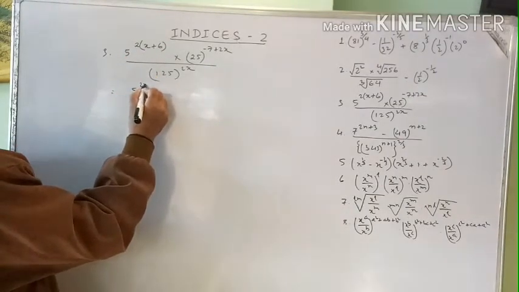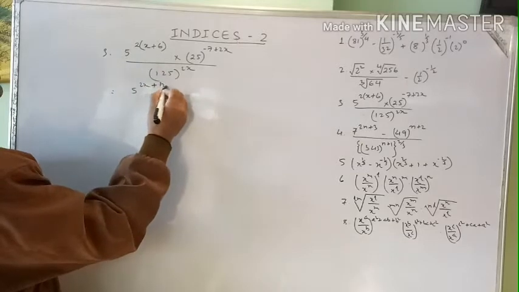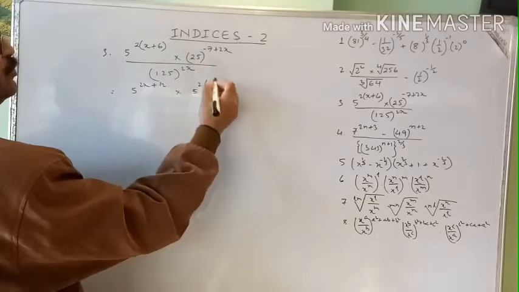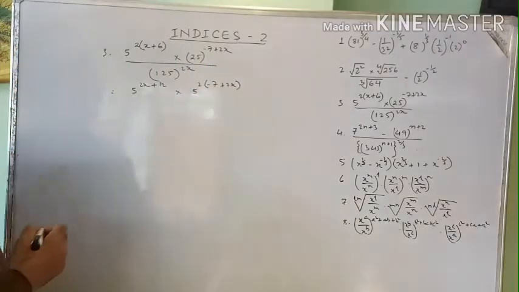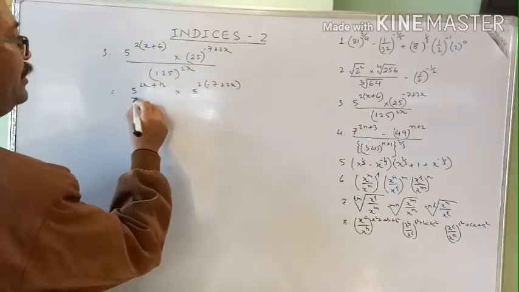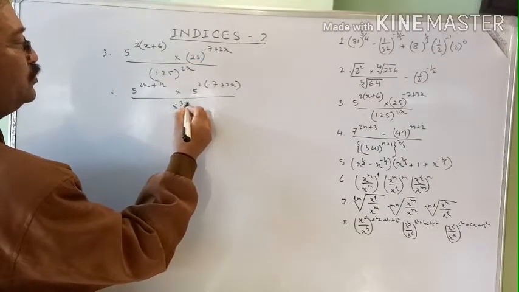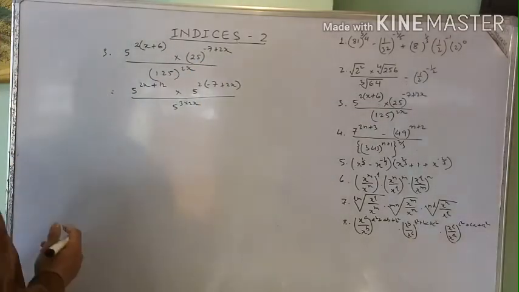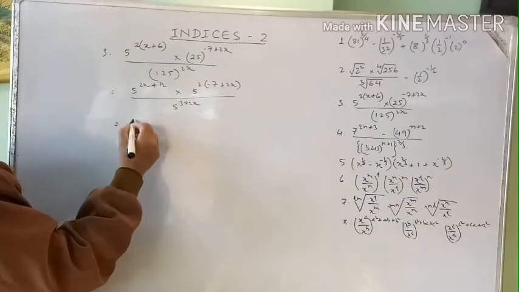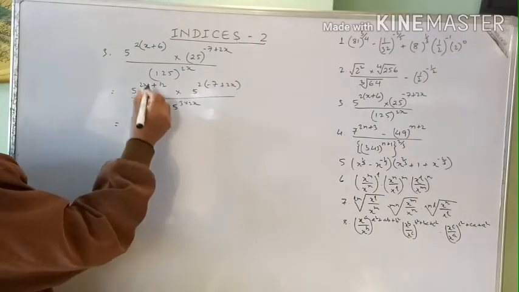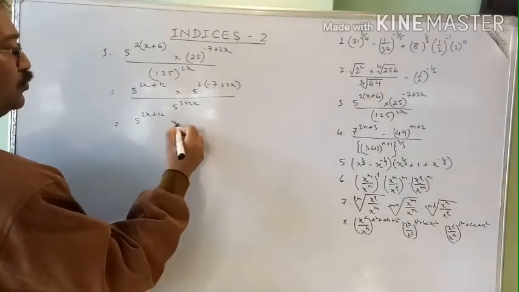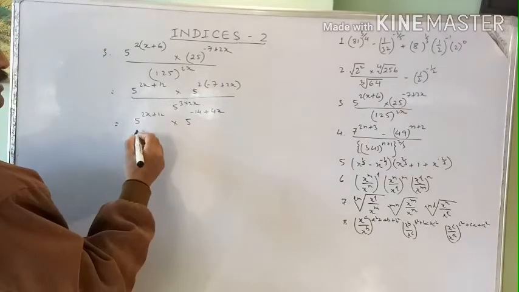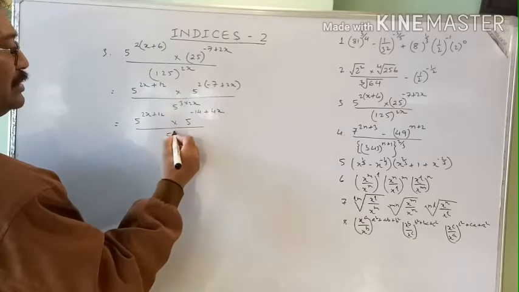5 to the power 2x plus 6, 2 plus 2, 6 are 12, into 5 to the power 2 into minus 7 plus 2x, because 25 is 5 square, and 125 is 5 cube, so into 2x, because power raised on power, the exponents are multiplied. So if you simplify further, 5 to the power 2x plus 12, these are unlike terms, cannot be added, into 5 to the power minus 14 plus 4x, divided by 5 to the power 6x.